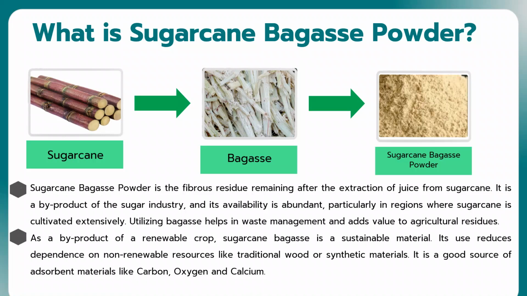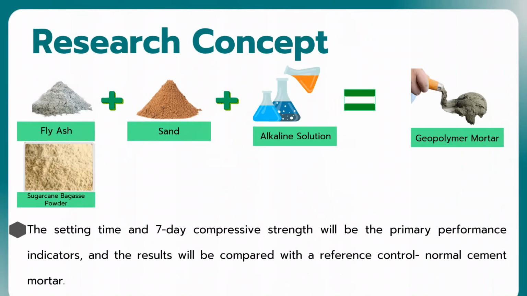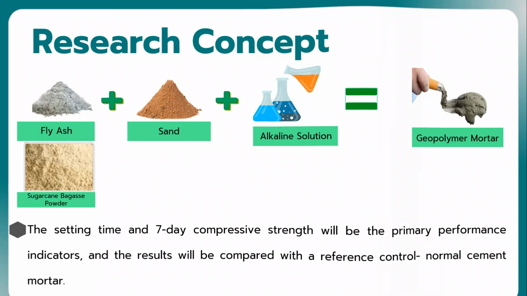My innovative solution utilizes sugarcane bagasse powder, which is the fibrous residue from sugar production. It is sustainable and rich in carbon, oxygen, and calcium. And the next one, my research combines fly ash, sugarcane bagasse powder, sand, and alkaline solution to create the eco-friendly geopolymer mortar. And I'm focusing on setting time and compressive strength as key performance indicators.